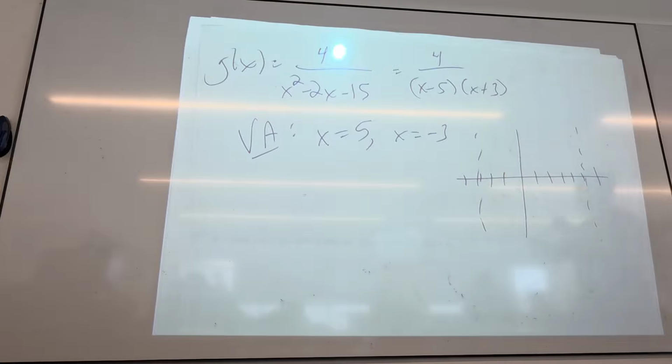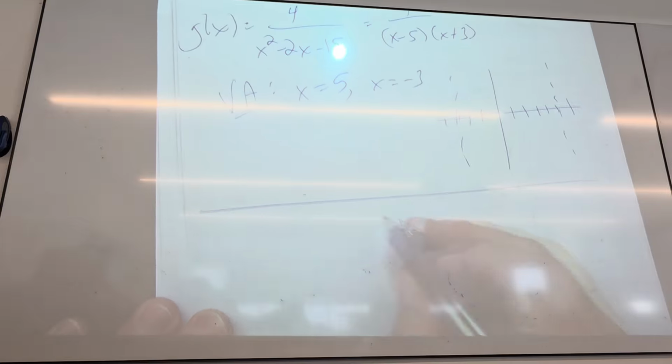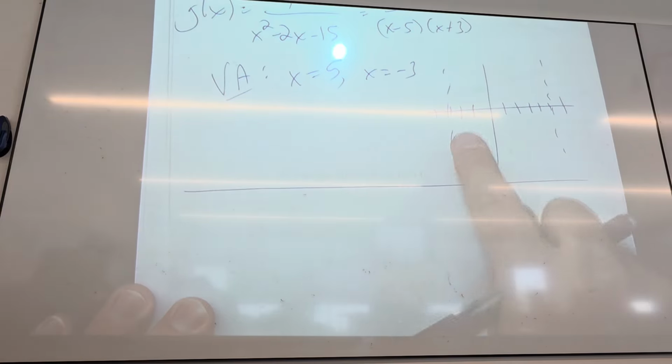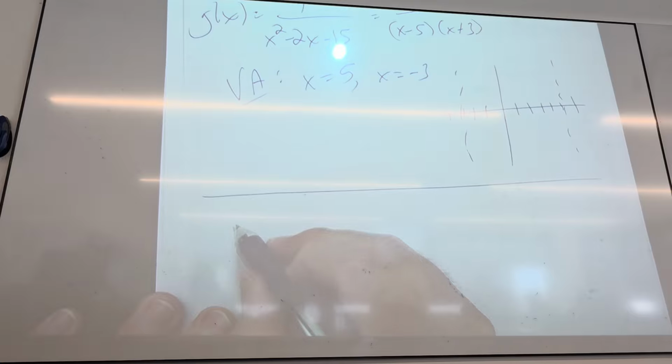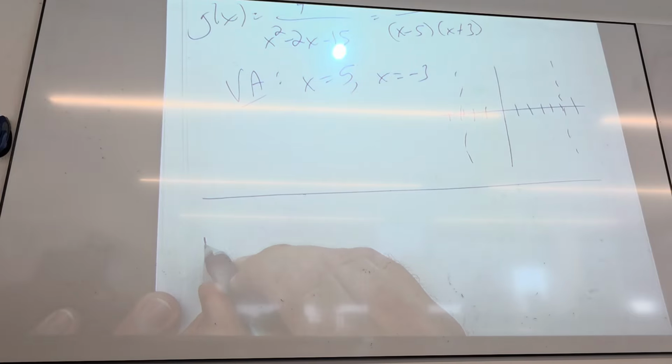So here's an example where there would not be a wall at a value that's not in the domain. Let me see if you guys see why.